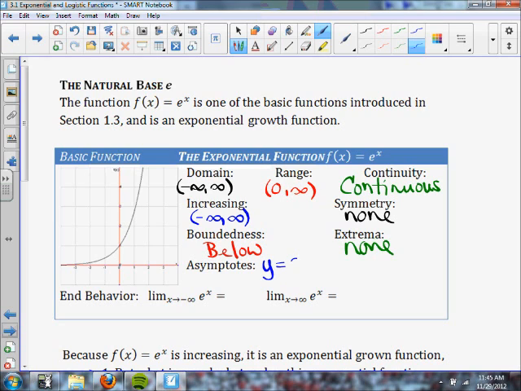Now, give me a break. I asked a lot of questions. As x approaches negative infinity, what is y approaching? 0. As x approaches positive infinity, y approaches positive infinity. Okay?